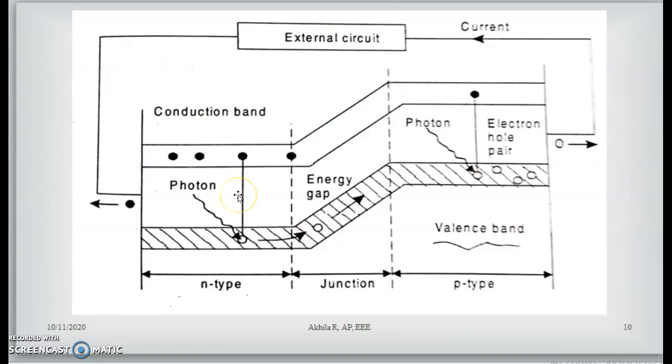So this diagram gives a more detailed explanation, where you can see the p-type silicon, the n-type silicon, and the junction, the valence band, the energy gap is also shown. When the photons hit and the electron hole pair generation happens, you can see how the valence band is getting holes and how the conduction band is getting electrons. And once you connect an external circuit, you have the flow of current.